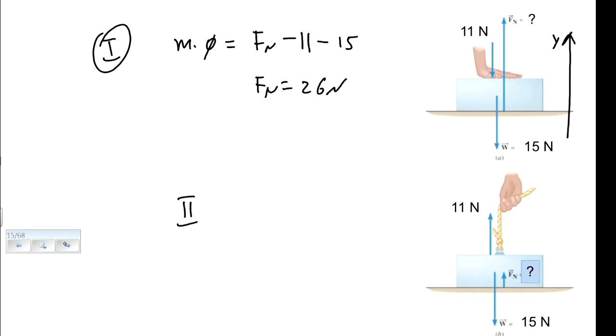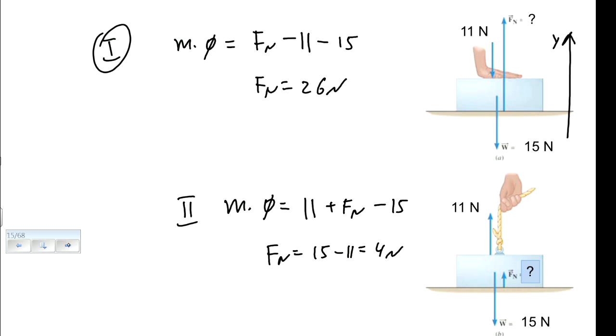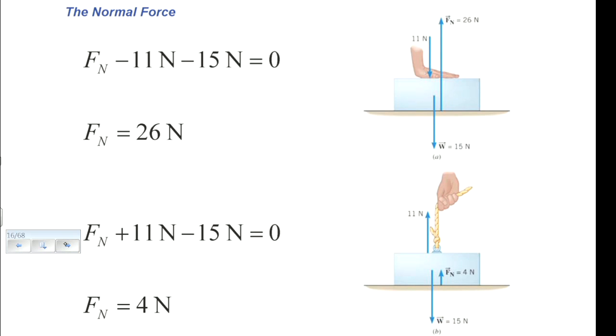Here, mass times acceleration is equal to 0. Now, we push up with 11 newtons. Normal force directed up, but force of gravity still points down. So, 4. This is a prerequisite for this question. Well, this is how we solve it.